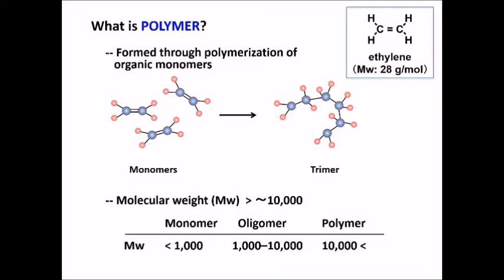In general, polymers have molecular weight more than 10,000, though there is no clear criteria for polymers regarding their molecular weights. In the case of ethylene, the molecular weight of the monomer is 28 grams per mole. When more than 350 ethylene monomers react with each other, then we get the polymeric form of ethylene with molecular weight more than 10,000. This is called polyethylene. As you see in the bottom table, if chains have intermediate molecular weight ranging from 1,000 to 10,000, then we call such substances oligomers.